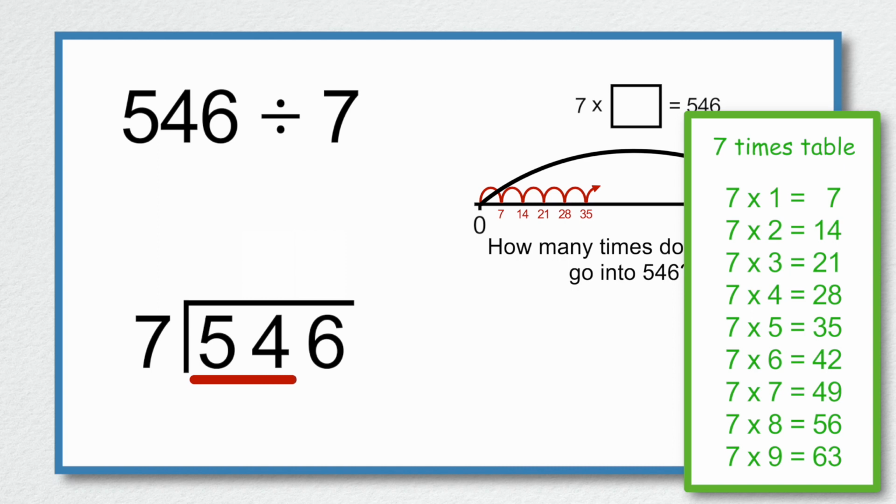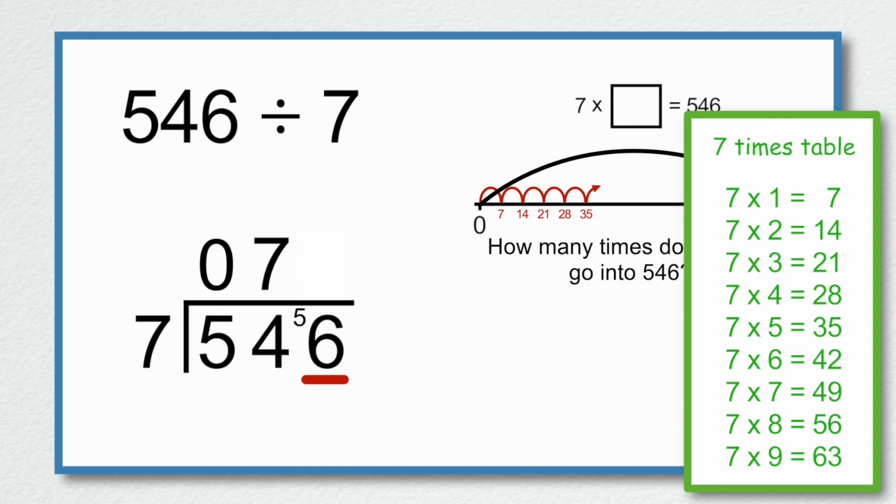54 divided by 7. And you might want to put a 0 above the 5 so you don't write the digits of your answer in the wrong position. 54 divided by 7. Well, I know that 7 goes into 54 7 times because 7 sevens are 49. And that's going to leave us with a remainder of 5. So I write the 7 down above the 4 and write down the remainder of 5 next to the 6.